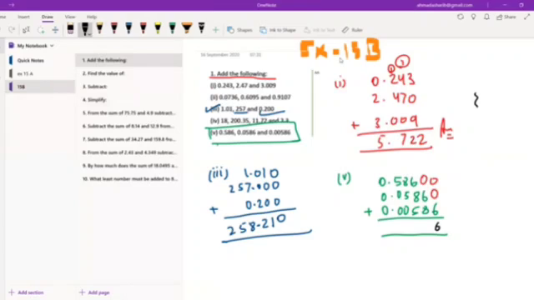6 plus 8 is 14, 1 carry, and 6 plus 8 is 14, 14 plus 1 is 15, 15 plus 5 is 20, 0 and 2 carry, and now 8 plus 2 is 10, 10 plus 5 is 15, again 1 carry, 5 plus 1 is 6, and here was 0. So this is the final answer that you have to obtain, 0.65046. This is the answer.